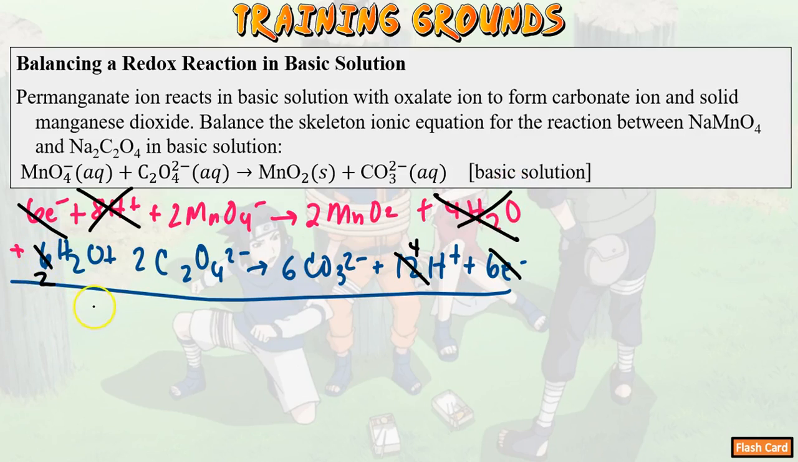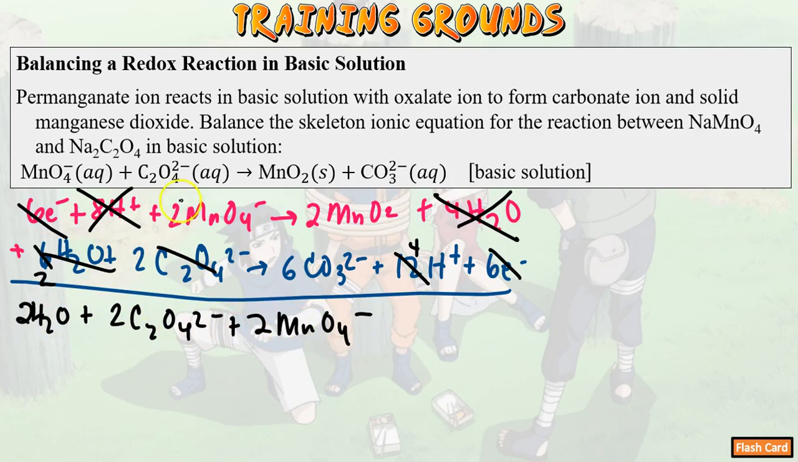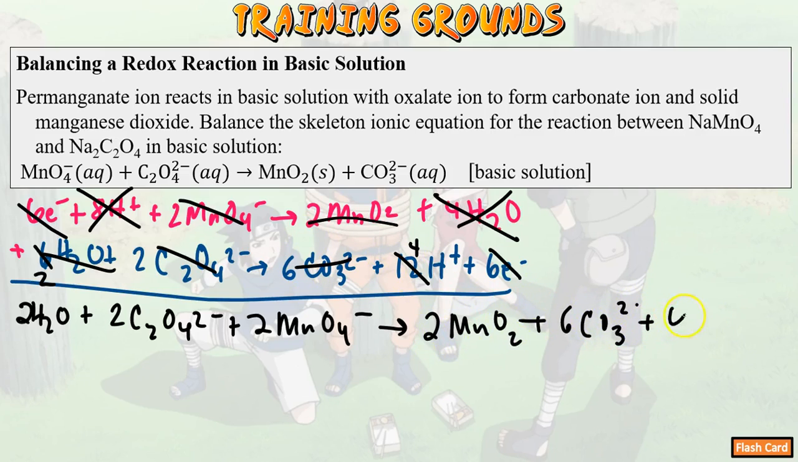Now all that's left to do is basically write down what's left over. So over here, we're going to have 2 H2O left. Then we're going to have 2 C2O4^2- left over. Then we're also going to have 2 MnO4^-. And then on the product side, we're going to have 2 MnO2 plus our 6 CO3^2- plus our 4H+ here. And that's pretty much it. We already got rid of our 6 electrons.